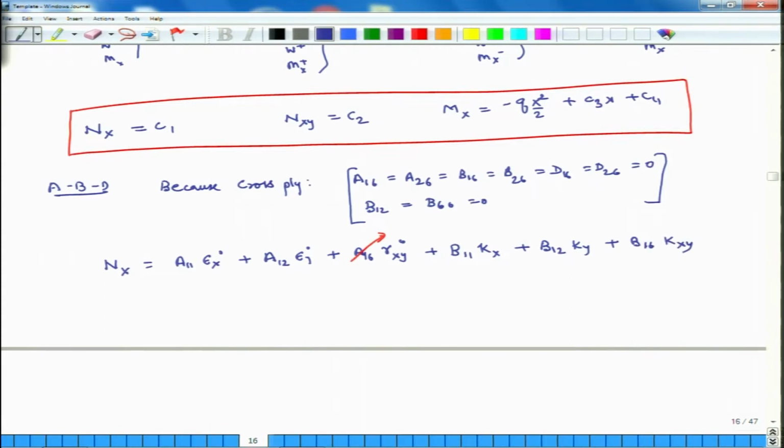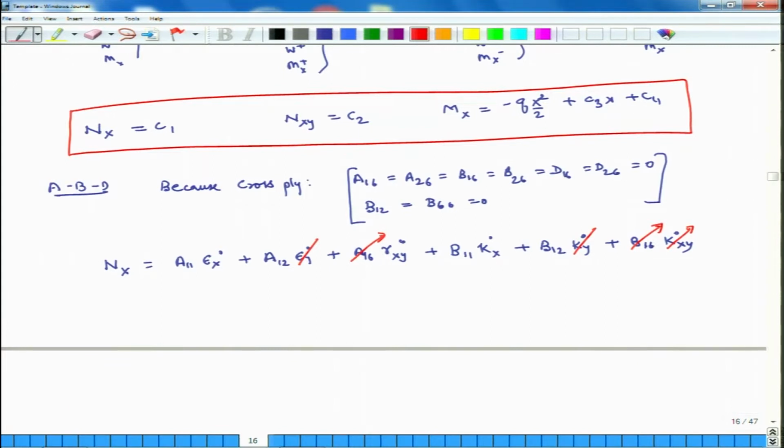So, now things start becoming messy. So, now let us see which terms can be dropped off. A16 is 0, B16 is also 0, okay. Epsilon y is 0 because del over del y is 0, so this is 0. Ky is 0 because again it is related to partial second derivative of w in the y direction, and kxy is also 0 because kxy is del 2 w over del x del y.